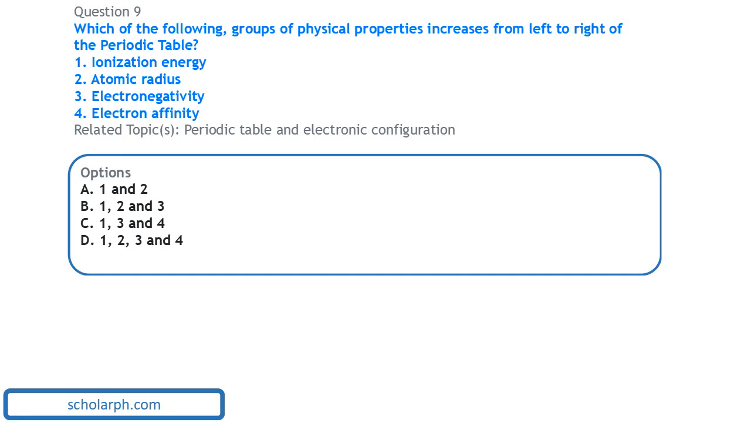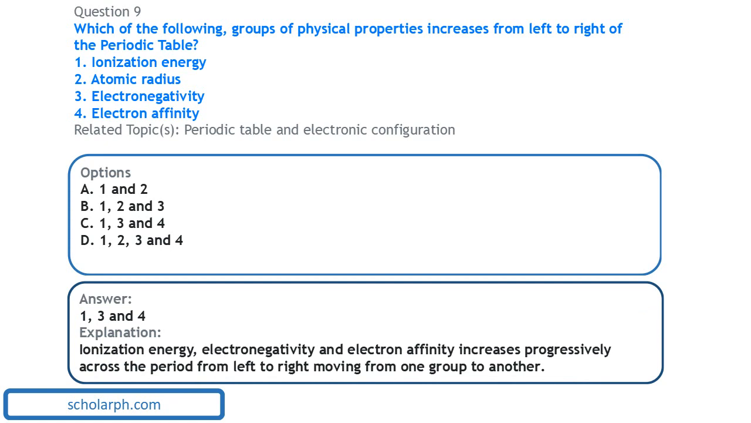Electron affinity is the tendency to accept an electron. Just like electronegativity, it also increases from left to right until you get to the halogens, where it stops. The noble gases have the least electron affinity because of the octet structure that they possess. But these two here also increase from left to right of the periodic table. So we have 1, 3 and 4. These properties increase progressively across the period.